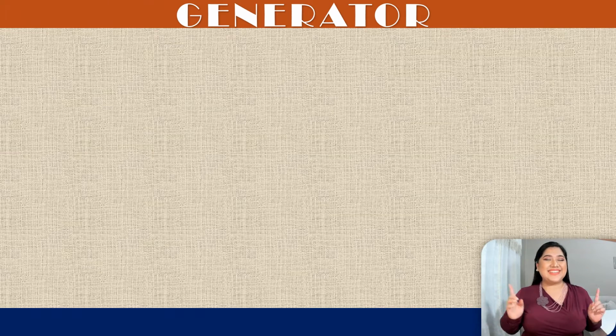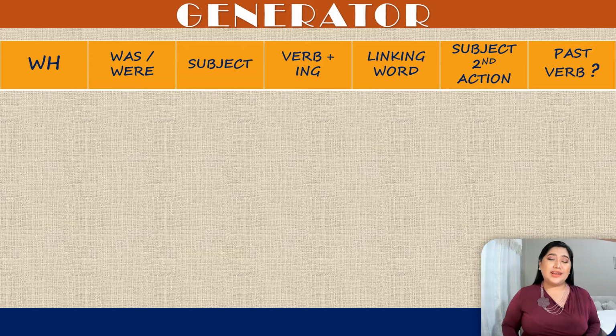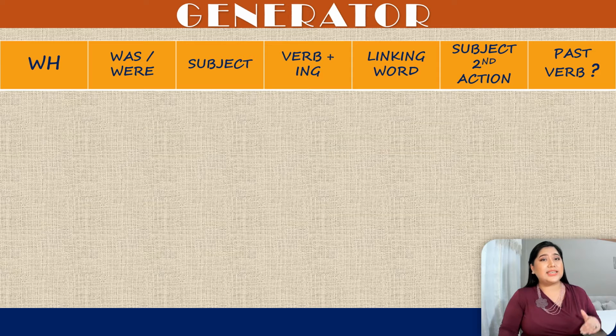All right, so let's see the structure of this question. Remember, we're asking for an activity that was in progress when another one interrupted this. So, first of all, we're going to place the past continuous question. For this, you need a what word. You remember what, where, why, and then, of course, the auxiliary. Like the question is in past continuous, we use the auxiliary, that in this case is the verb be in past simple tense. So you have two options here, was or were.